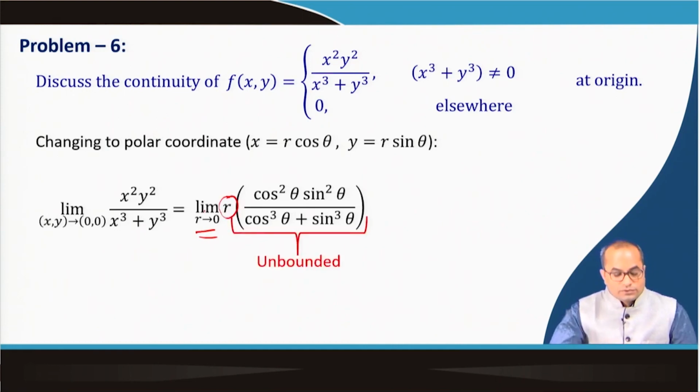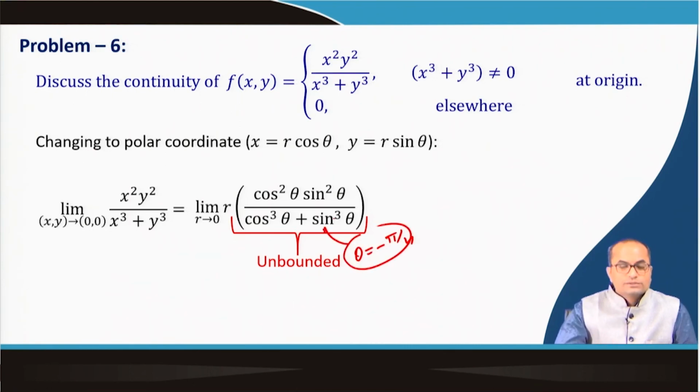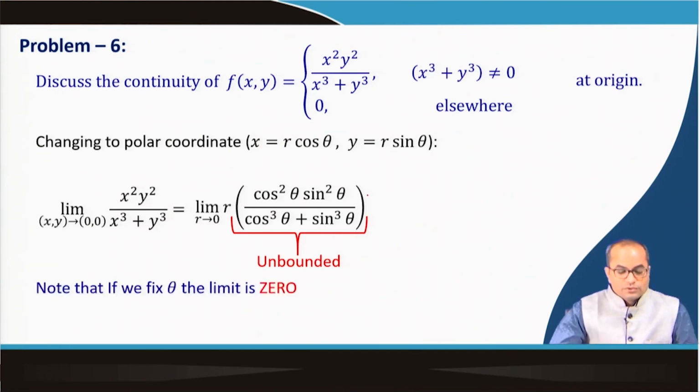The answer is no, because this is not a bounded quantity sitting with this r here. This can be unbounded because of the denominator cos cube theta plus sin cube theta, which can become 0 for some special thetas. For example, if I take theta equal to minus pi by 4, then this becomes 0. So, this is an unbounded term, and we cannot just let r go to 0 and say that this limit is 0. This approach is not working out, so we are not able to conclude anything.